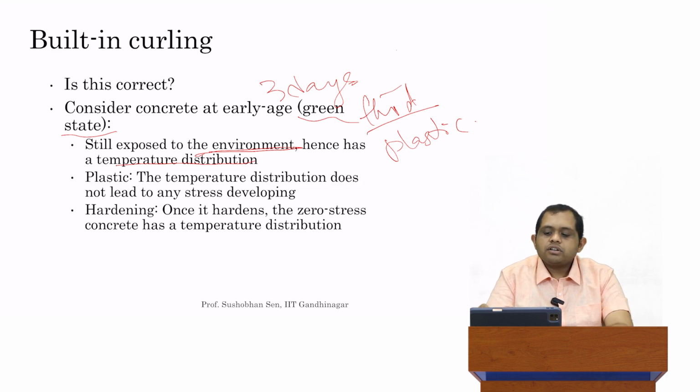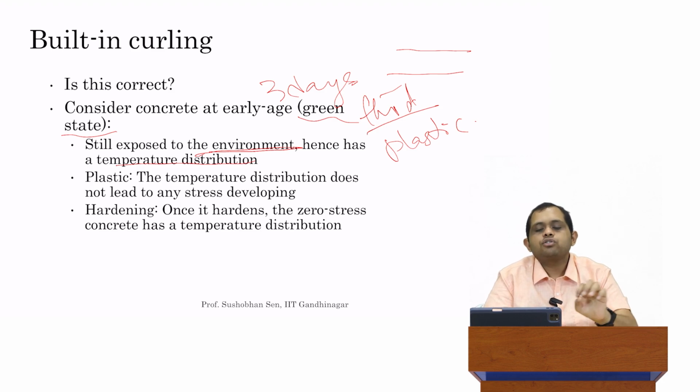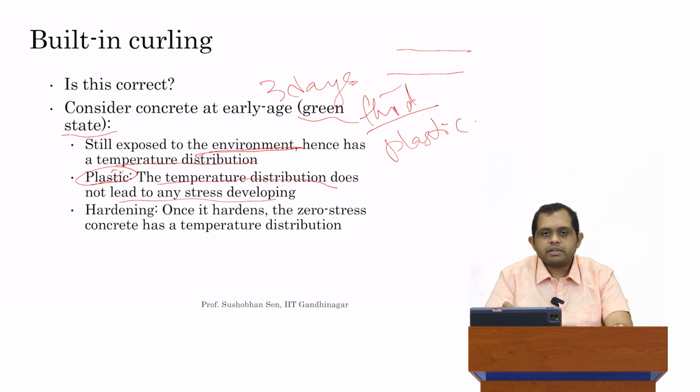Now, what I had said last time is when the slab acquires a temperature distribution, it's going to try to assume a certain shape, and it's going to be restrained from assuming that shape, and that's going to give rise to stresses. That is true for elastic materials. However, in a plastic material, the concrete is free to assume whatever shape it wants. Even if that shape is restrained, it's not going to generate any additional stresses. So the temperature distribution generated at that early age, when the concrete is still plastic in nature, does not lead to any stresses developing.